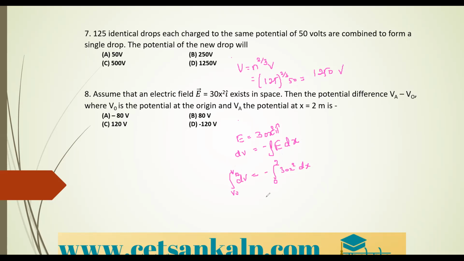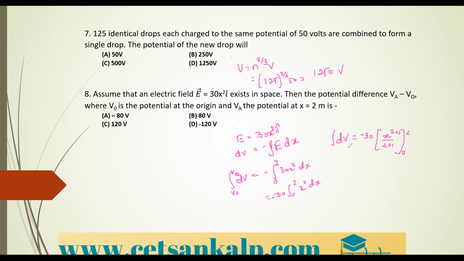As we know, 30 should be taken out of the integration sign, so we keep minus 30. Then it is the integration from 0 to 2 of x square into dx. This is in the form of integration of x raised to n. Integration of x raised to n is x raised to n plus 1 divided by n plus 1, that is x raised to 2 plus 1 divided by 2 plus 1, and the limit range is 0 to 2.